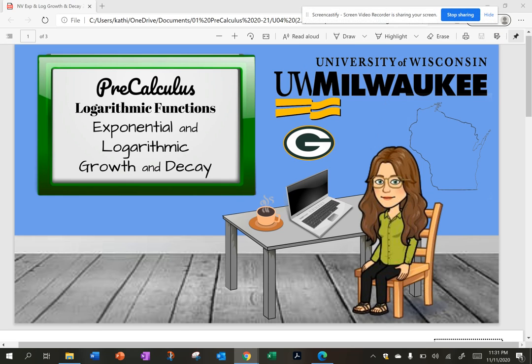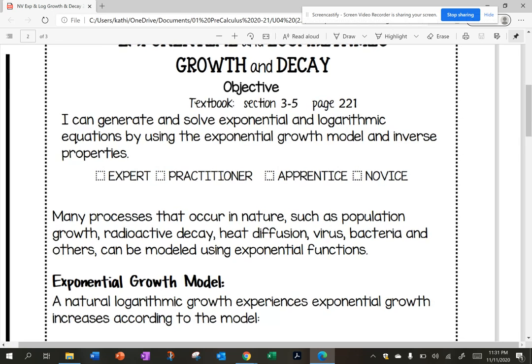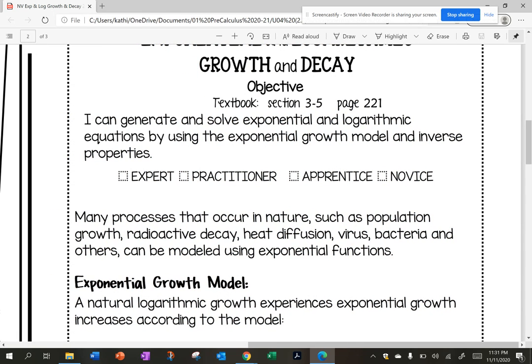Today's lesson is exponential and logarithmic growth and decay. My learning objective is I can generate and solve exponential and logarithmic equations by using the exponential growth model and inverse properties. Let's take a minute to see where we are on the learning curve.